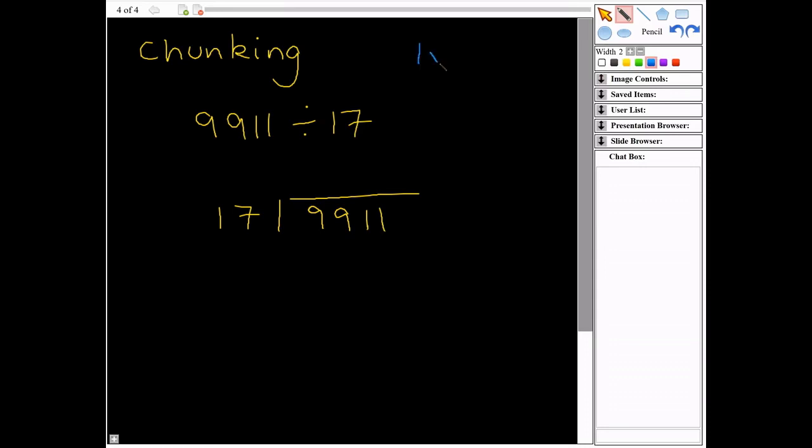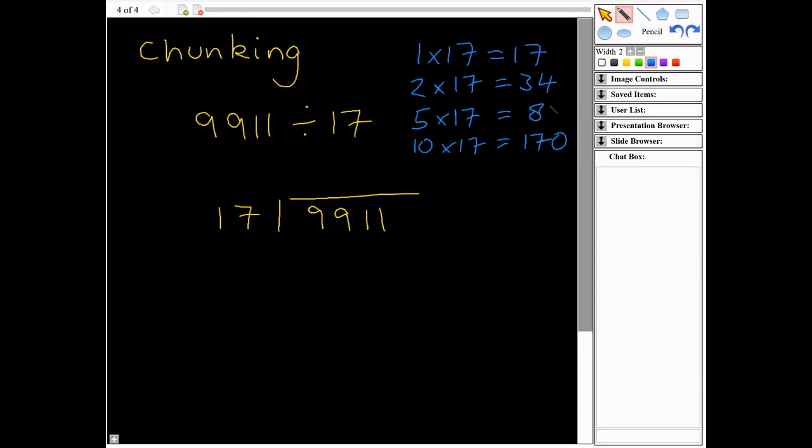So what I do is I do 1 times 17, which is obviously 17. I do 2 times 17, which would be 34. I'll do 5 times 17, which I'm going to leave for just a moment. And then I'm going to do 10 times 17. Now 10 times 17 is going to be 170, just adding a 0 on. And then I can use the 10 times 17 to work out 5 times 17 because it's going to be half of this 170. So it's going to be 85. Okay, so I just use those numbers there.